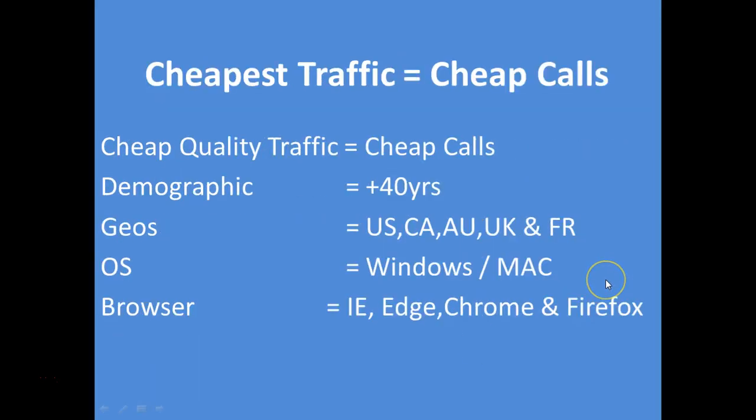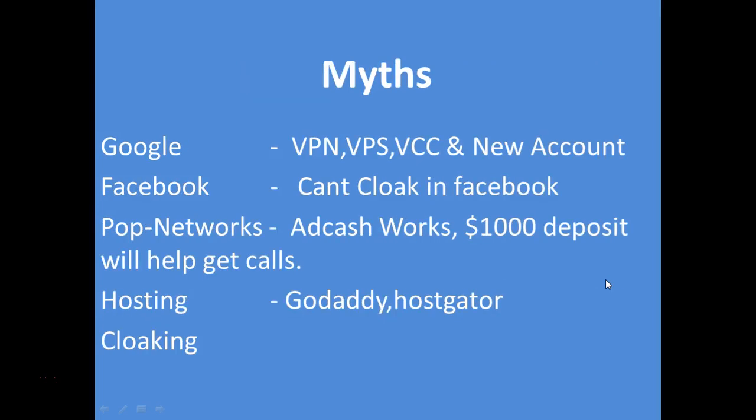Now let's talk about something else: the myths. Many people say that they have VPN, VPS, and VCC. VPN stands for Virtual Private Network, VPS stands for Virtual Private Server, and VCC stands for Virtual Credit Card. So they say that if they don't have a credit card, or they have already abused the credit card, or they don't have the right IP address, they would be able to bypass it with Google. You will not be able to do that. Seriously, I'm telling you, you will not be able to bypass Google with VPN, VPS, and virtual credit card.